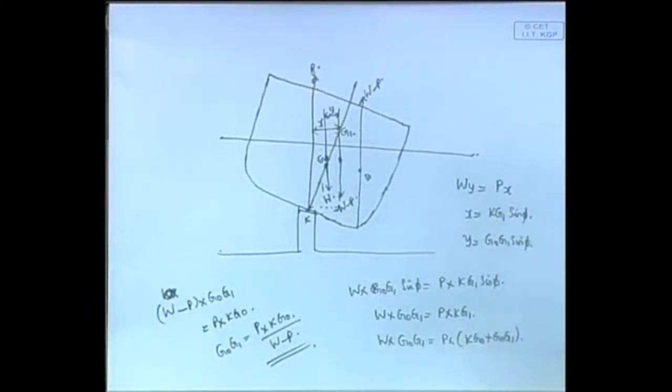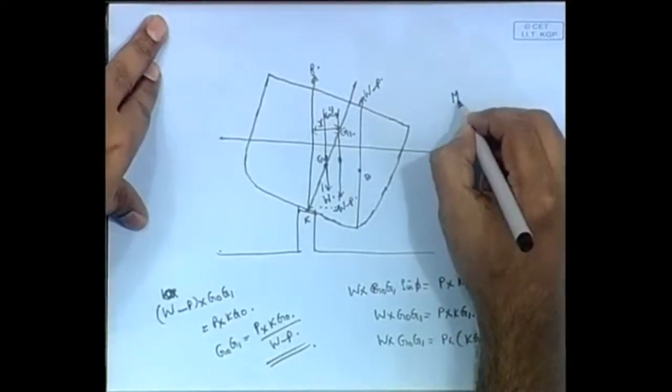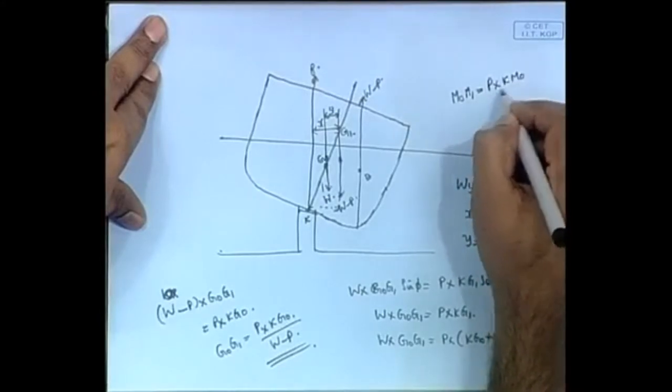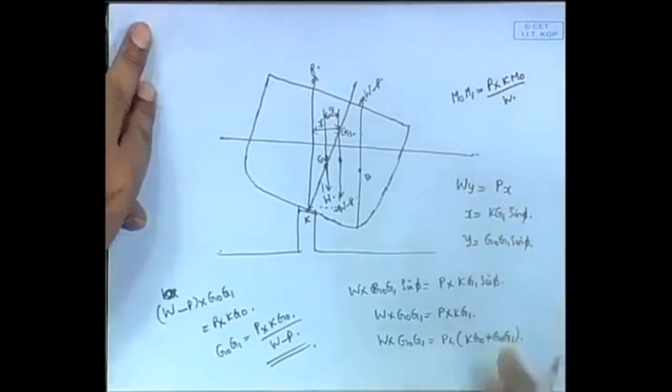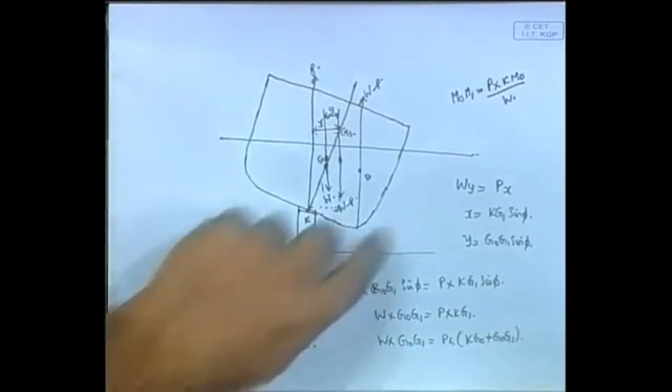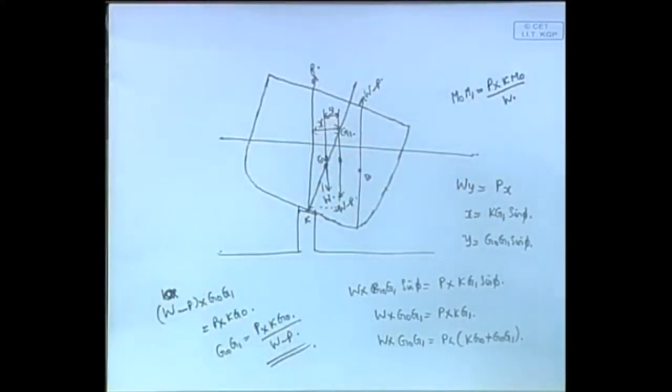Now what did we get for the previous thing? We saw that in the previous case m0 m1 was P into km0 divided by W. At any rate, we will do some problem to compare the values. So these are two ways in which you are doing the problem, one in which M comes down, one in which G goes up. The problem is the same, it is just two ways of doing the problem.